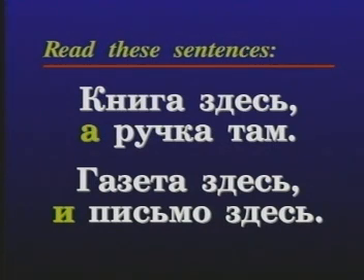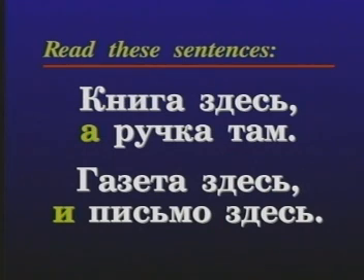Хорошо, and now explain to me why we use the conjunction «а» in the first sentence and then we use the conjunction «и» in the second sentence. So look at the first sentence. Why did we choose the conjunction «а» for it? The book is here and the pen is over there. Two different locations. We are contrasting the location of these two objects. А. Книга здесь, а ручка там.